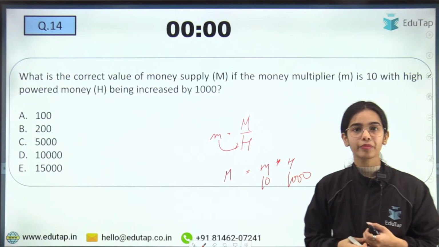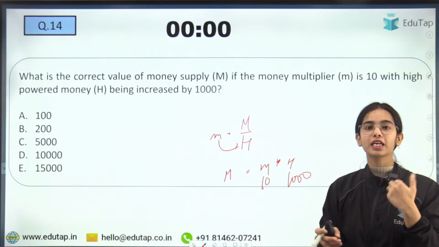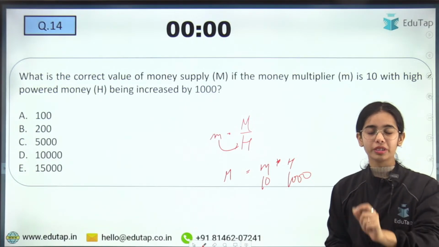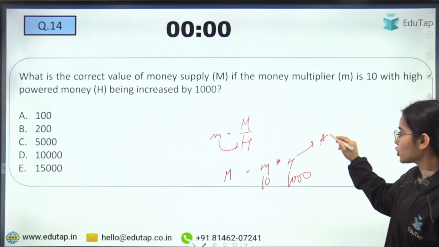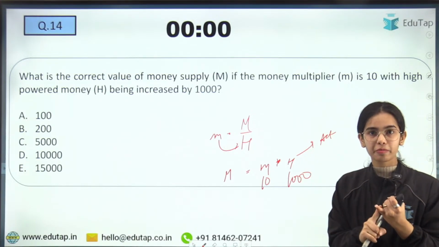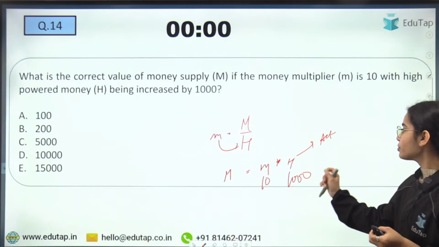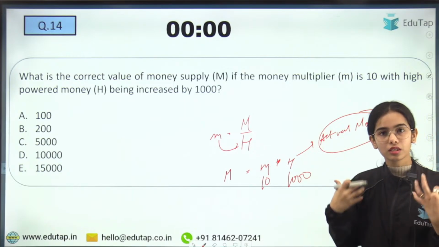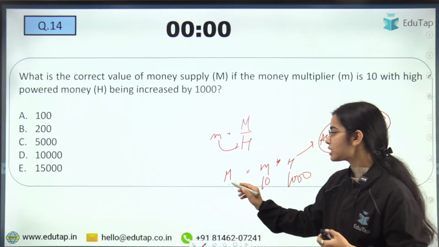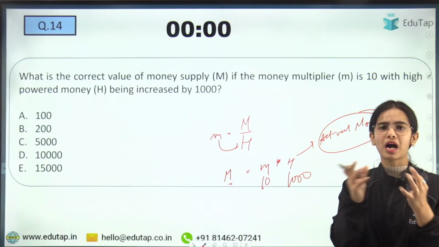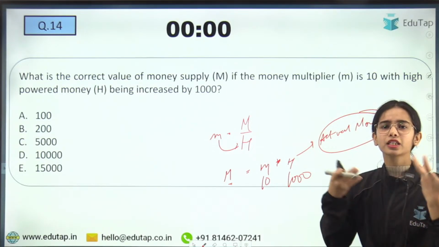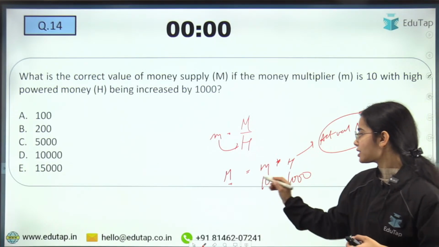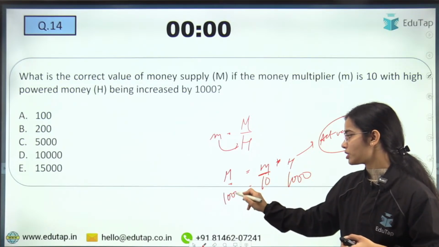So what will be the money supply? Money supply is the multiple of high powered money. High powered money is the actual printed money that is issued by the RBI or the government. It is also known as the monetary base, or the reserve money. Money supply is the money that is multiplied by the banks. The banks are also creating virtual money. So the money supply is the multiple of high powered money, and that is equal to 10,000.